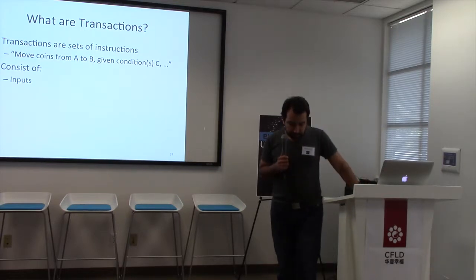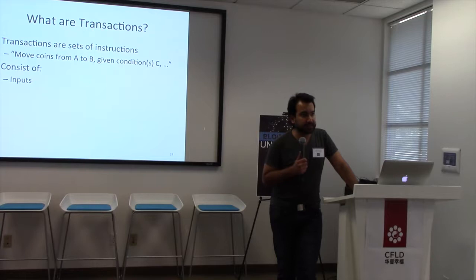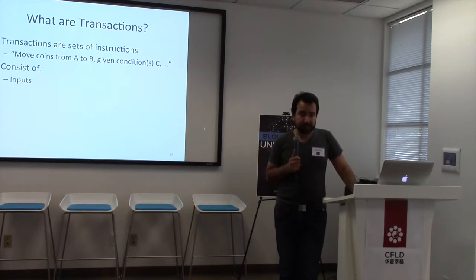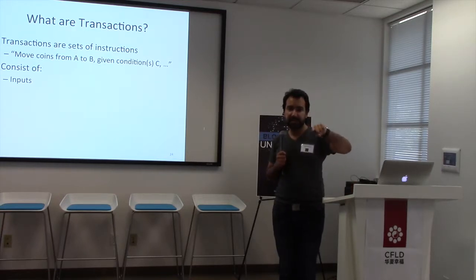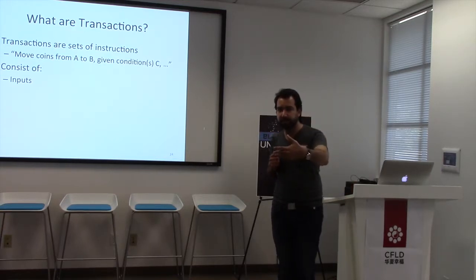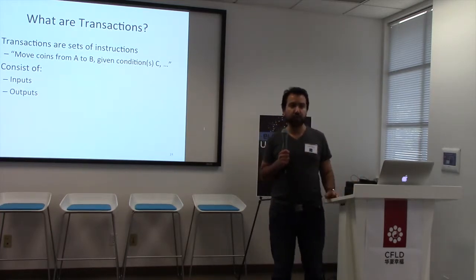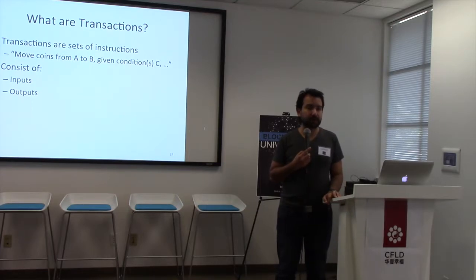A transaction, more specifically, consists of inputs, the drawers A and B that I'm taking the coins from, and outputs, the drawers C, D, E, and B that I'm sending the coins to, and some conditions attached to who can spend these coins and when.